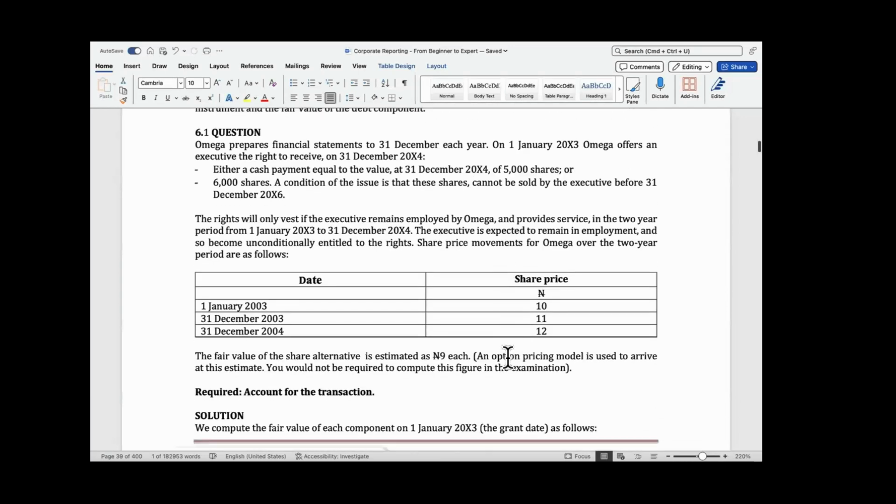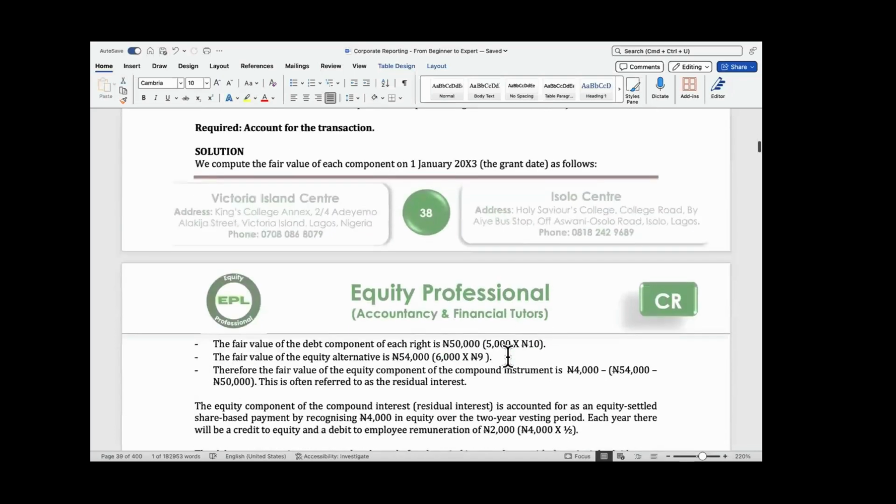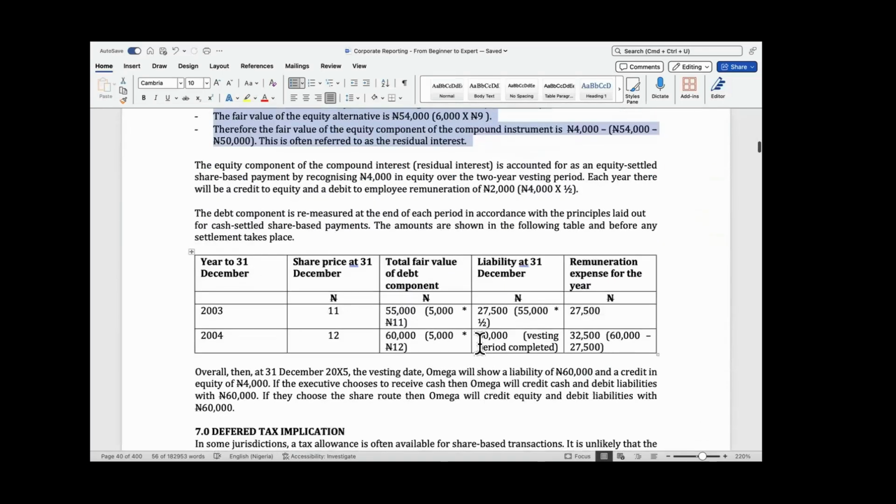So your major task is the ability to separate it at the beginning of the year. Then at the end of each year, equity settled, just spread it equally. Cash settled, you determine the value based on the share price at the end of that year, and the portion that relates to the current year, prorate it. At the vesting date, there's no need for proration. It will be the full value. Then the increment goes to P&L.